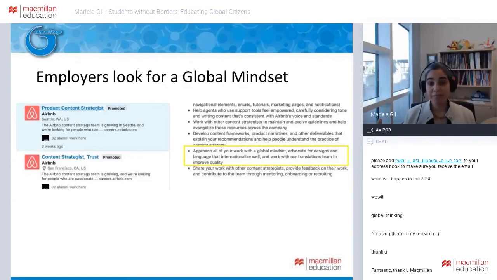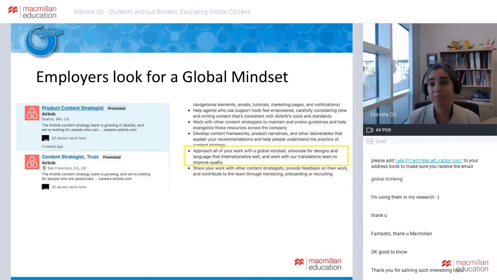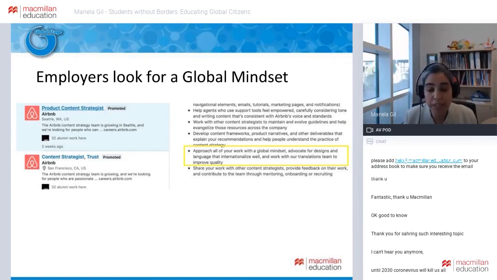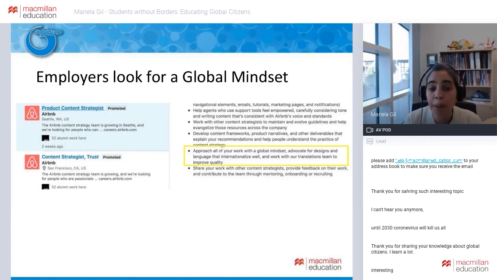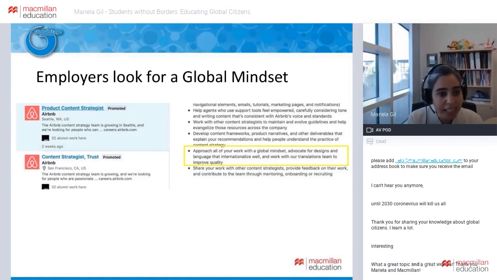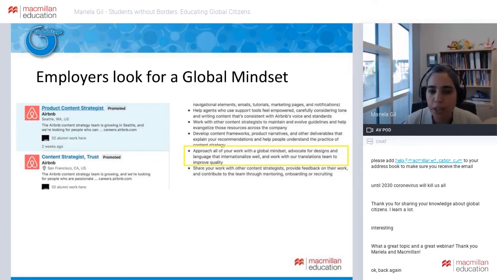And then finally, if you look to see what employers are looking for in adults that have graduated from university, with or without experience, you will see explicitly things like global mindset. So in this case, Airbnb is a global company looking for someone who can approach all of your work with a global mindset, advocate for designs and language that internationalize well, and work with our translations teams to improve quality.